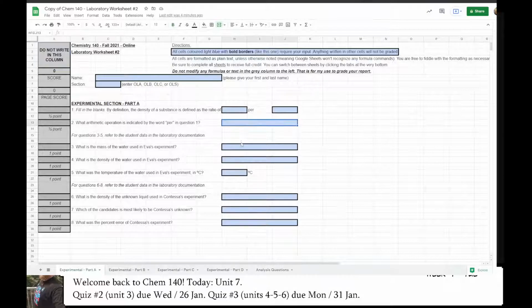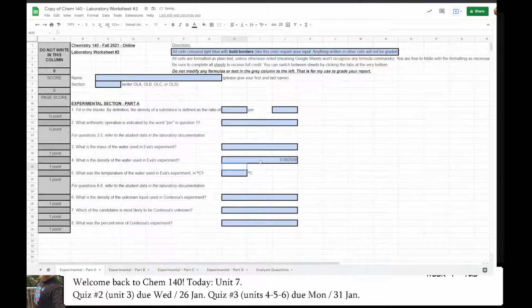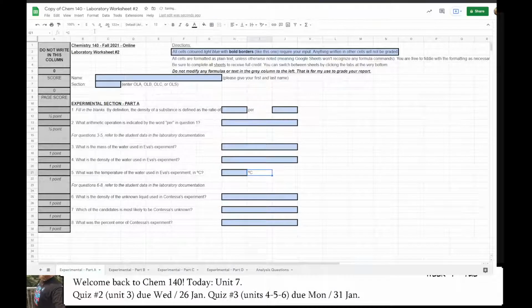Number 1, any box that does not have units immediately after it, you must include your units as part of your answer. For example, here it asks you, what is the density of water used? If you type in this, it's wrong. If you type in this, that's much better. Okay? So if you do not include the correct units, I flag it wrong. Okay? So be careful. If the units are already attached to the end, you don't need to type them in.